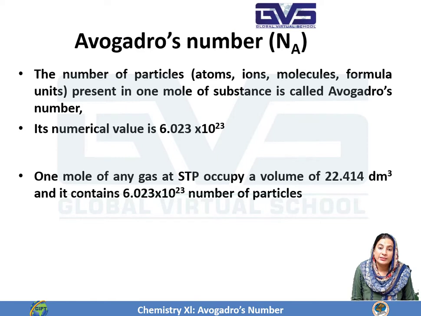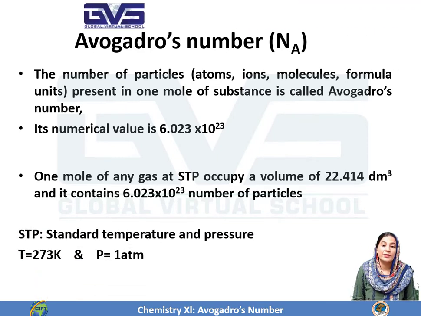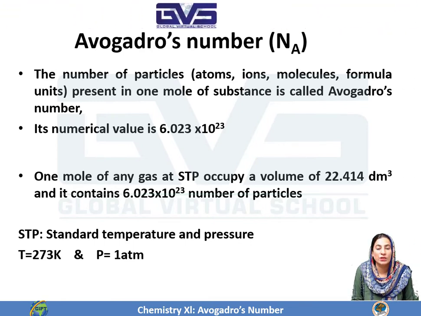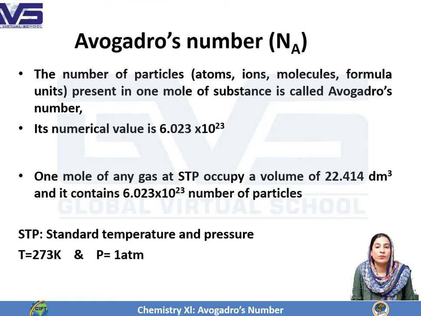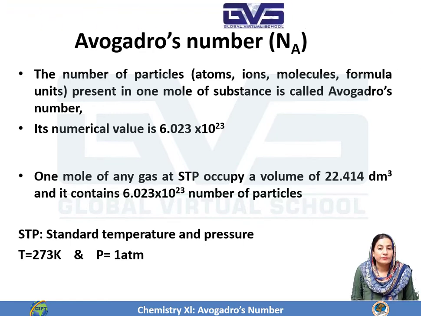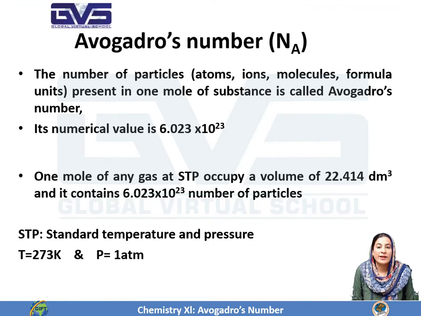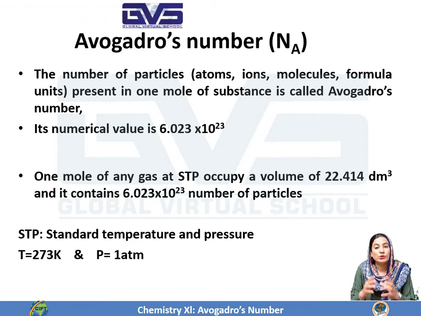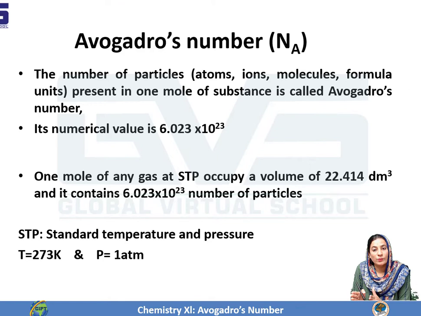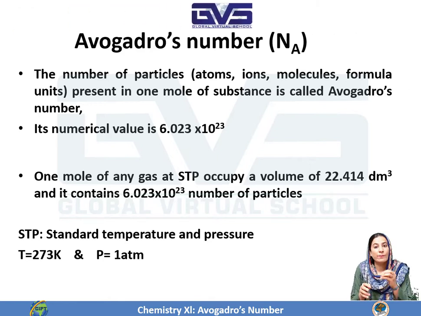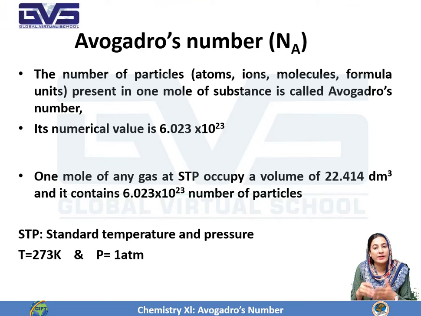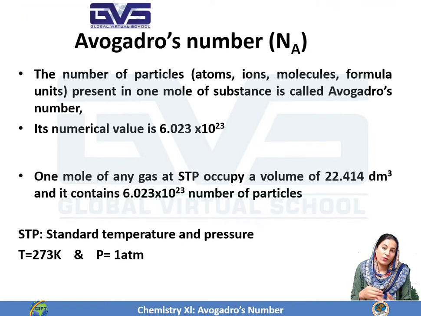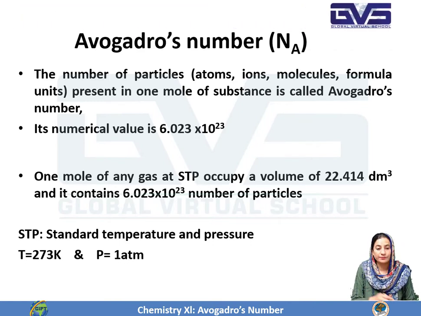And what are the standard conditions of temperature and pressure? Standard temperature is 273 Kelvin, which means 0 degrees Celsius, and the pressure is 1 atmosphere. At 273 Kelvin and 1 atmosphere pressure, any ideal gas occupies a volume of 22.414 dm³, and the number of particles of that gas is 6.023 × 10^23. This volume occupied is called the molar volume, and it contains Avogadro's number. Hopefully this is now clear.